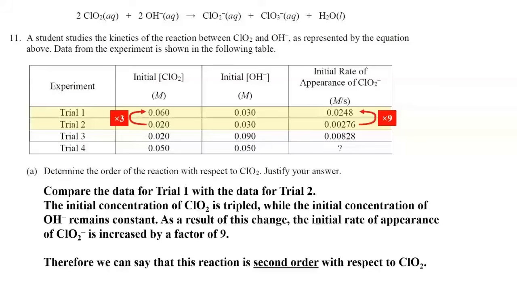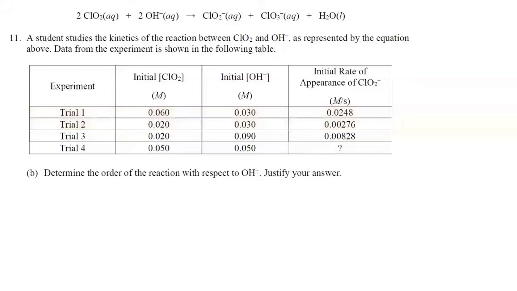So compare the data for trial 1 with the data for trial 2. The initial concentration of ClO2 is tripled, while the initial concentration of hydroxide remains constant. As a result of this change, the initial rate of appearance of ClO2-, which is one of the products, is increased by a factor of 9. So therefore, we can say that this reaction is second order with respect to ClO2 because 3 squared is 9. Now, let's move on to part B.